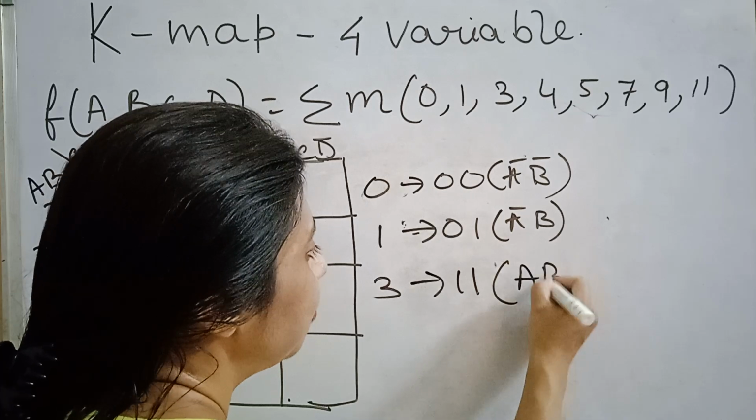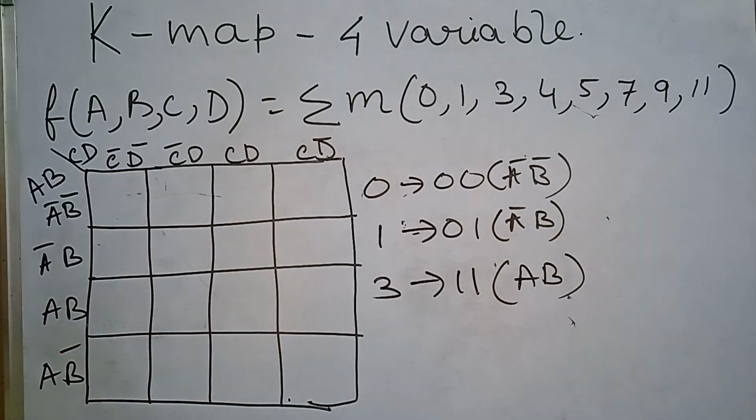So AB. In variable form it is AB. Now why is this so? Because according to the Kmap principle, two consecutive rows or two consecutive columns cannot differ by more than one bit position. Maximum one bit position difference can be there.